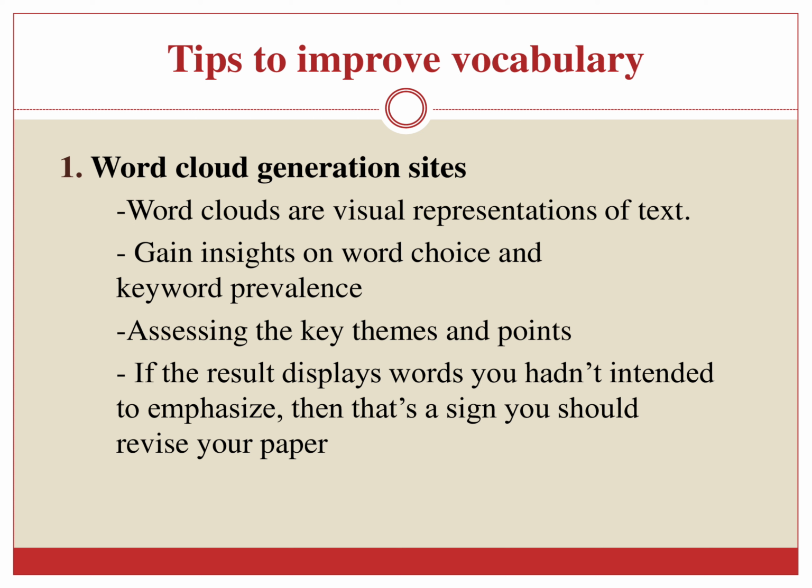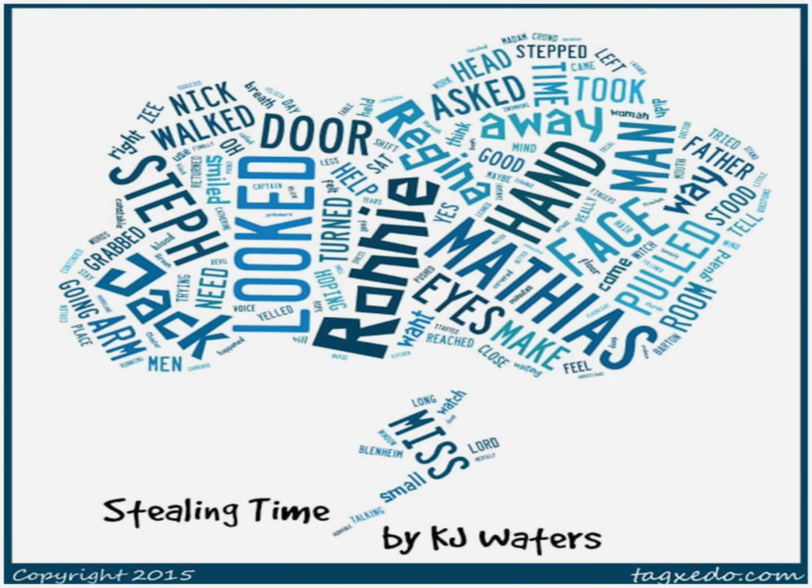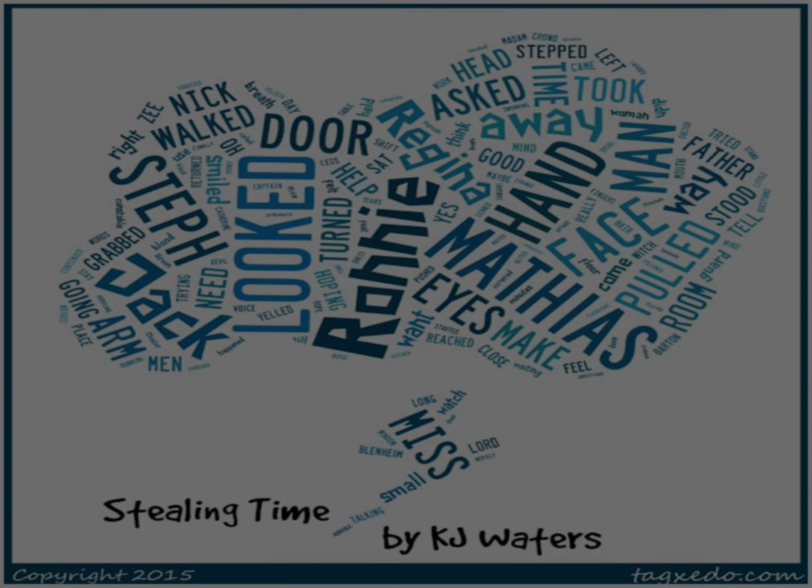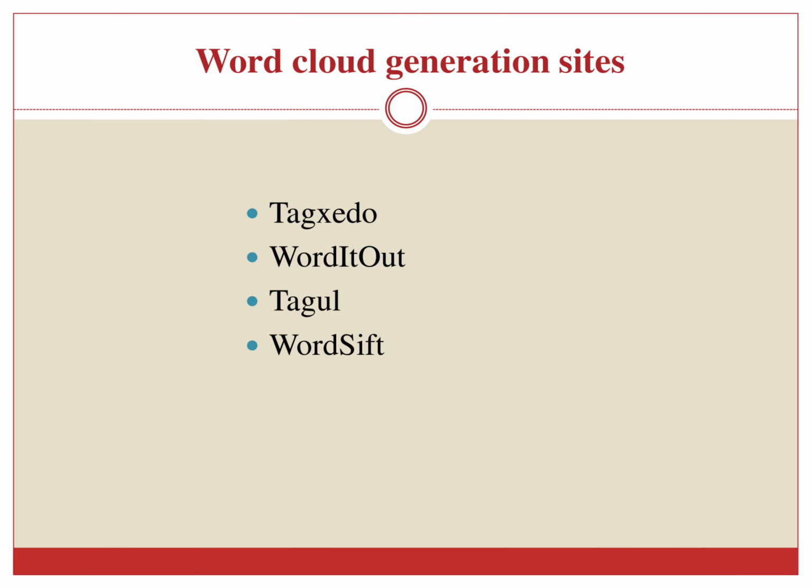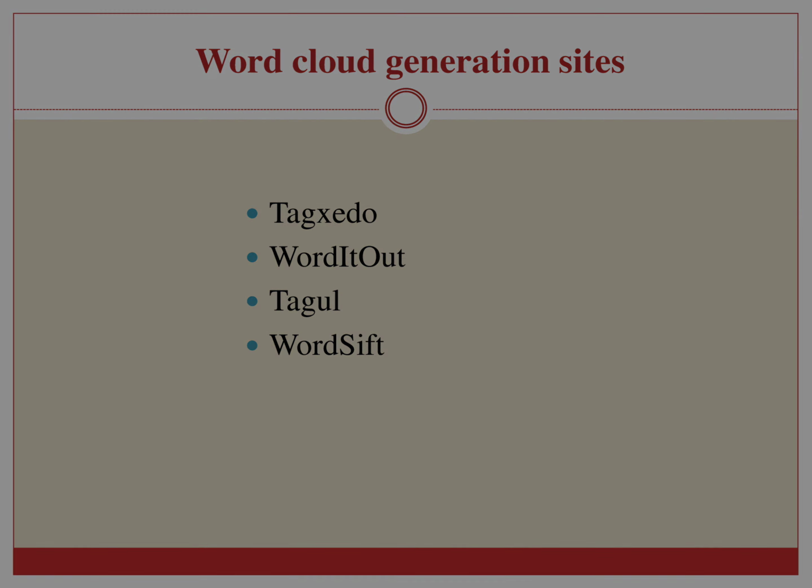Word clouds are visual representations of text. It helps in gaining insights on word choice and keyword prevalence, also in assessing the key themes and points. If the result displays words you hadn't intended to emphasize, then that's a sign you should revise your paper. Here is an example of a word cloud generated by a website called Tagxedo. Examples of word cloud generation sites are Tagxedo, WordItOut, Tagul, WordSift, etc.